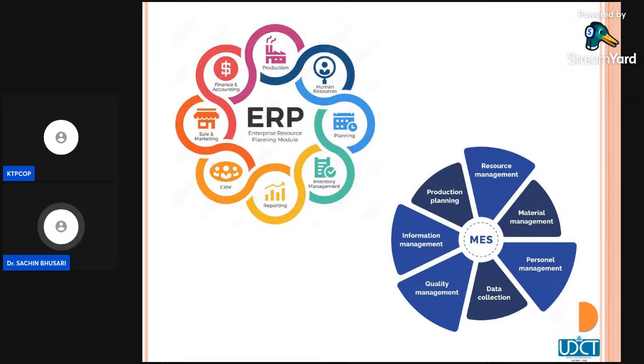So see, ERP tool is there. It is one of the classical tools wherein you can have human resource management, planning, inventory, reporting, CRM. Then you have the manufacturing execution system. First of all, you have to manage the resource, then material management, personnel management, data collection, quality management, information planning, production planning is there. So these tools are available for this.